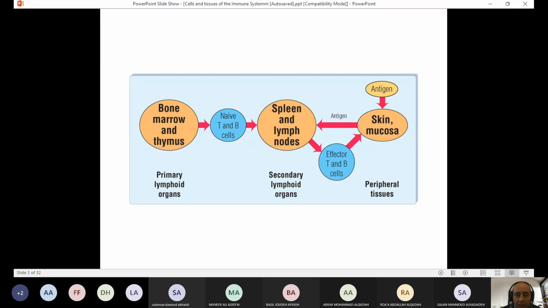So here, when we talk about our immune system, the whole thing starts from the bone marrow. The bone marrow and the thymus gland, we call them the primary lymphoid organs. Primary lymphoid organs, this is where the origin of the immune system starts, the bone marrow, remember that here, and the thymus gland.